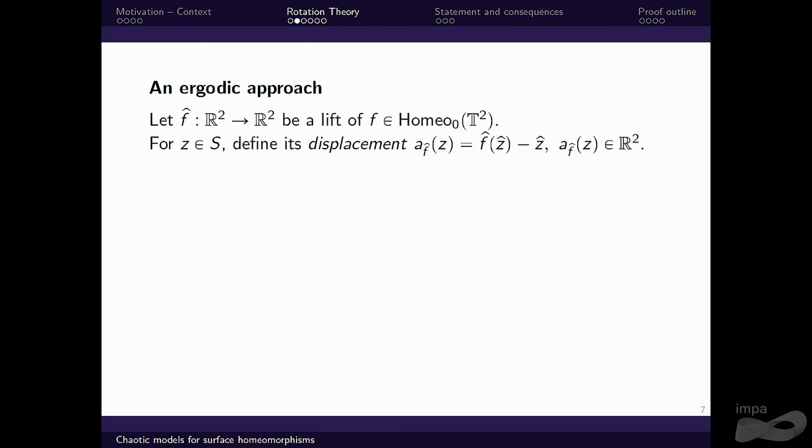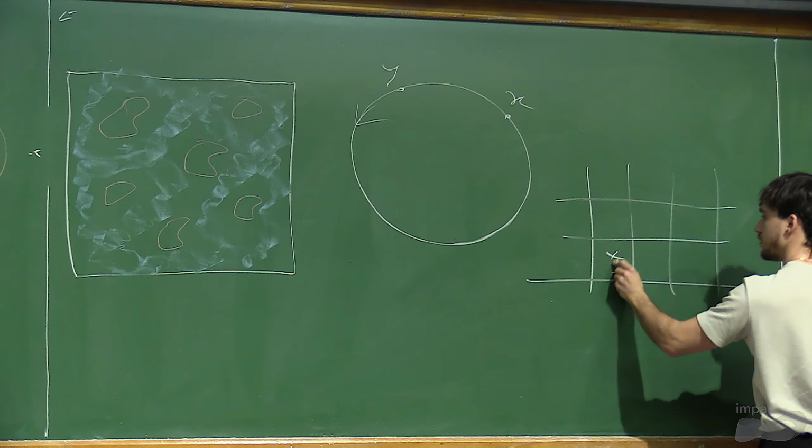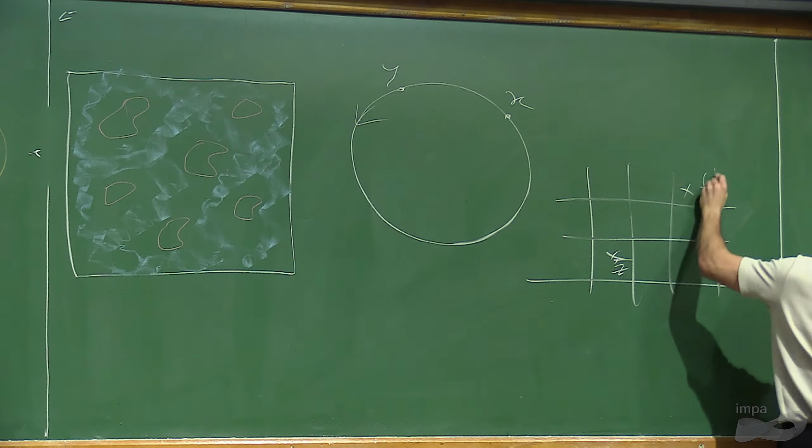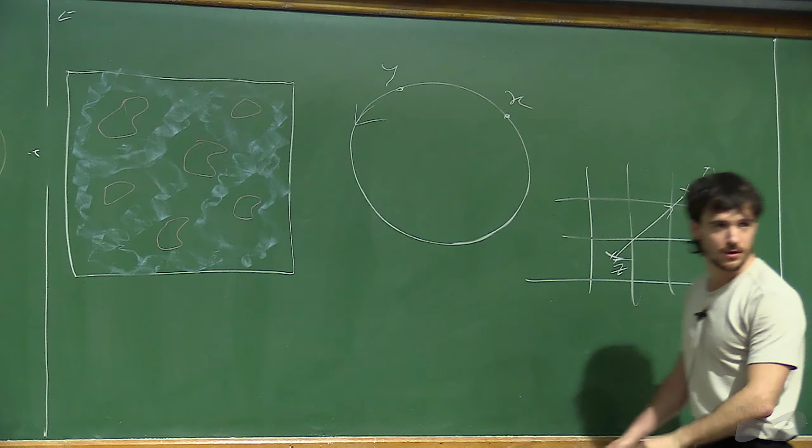For any point in the surface, I will define its displacement as the difference in R2. So basically, it's displacement. You know, you have R2, you have z hat, and you iterate. This vector is a displacement, okay?